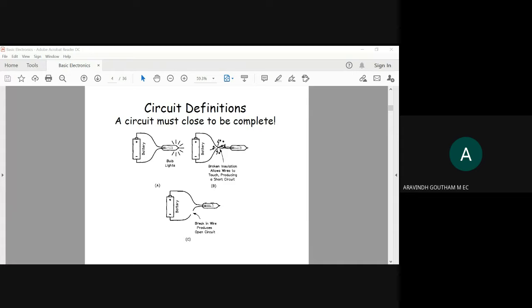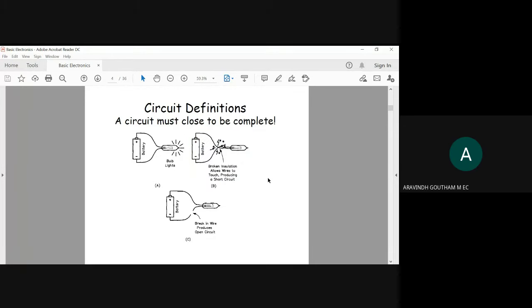Sir, if the circuit is complete, the bulb will glow. That is the first case, correct? In the second case, the circuit is also complete. The wires are not broken, right? The circuit is complete, but what is the issue with the circuit in the second case?